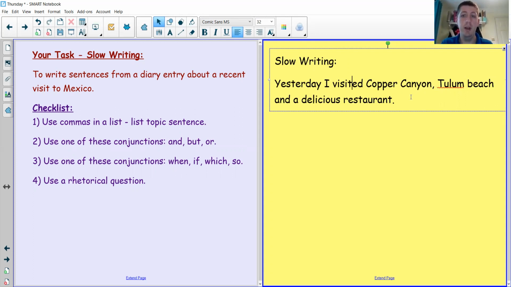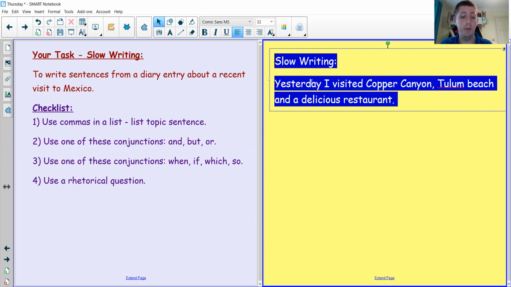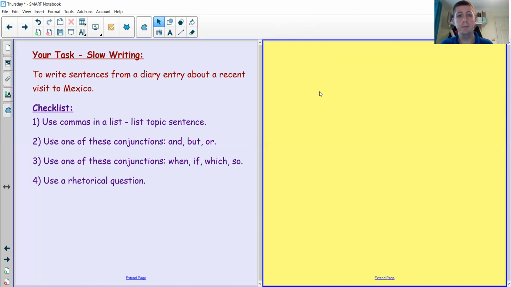a delicious restaurant. I'd like to have a go now, seeing if you can write your own list sentence of maybe 3 or 4 things that you did yesterday on your trip to Mexico. Okay, if you need extra time, remember you can pause the video and restart it when you need to. So we're going to move on to the second sentence now.